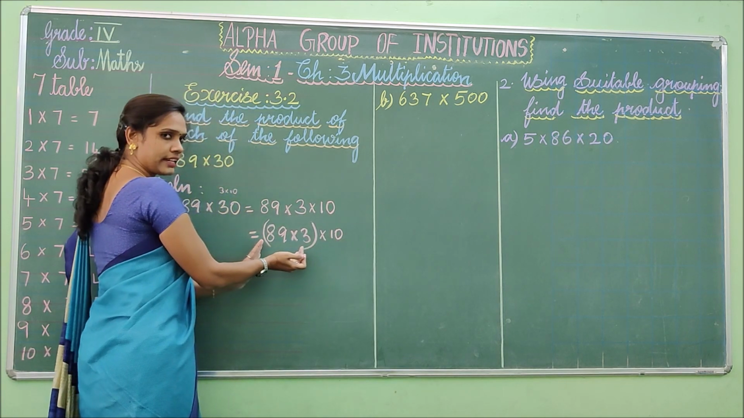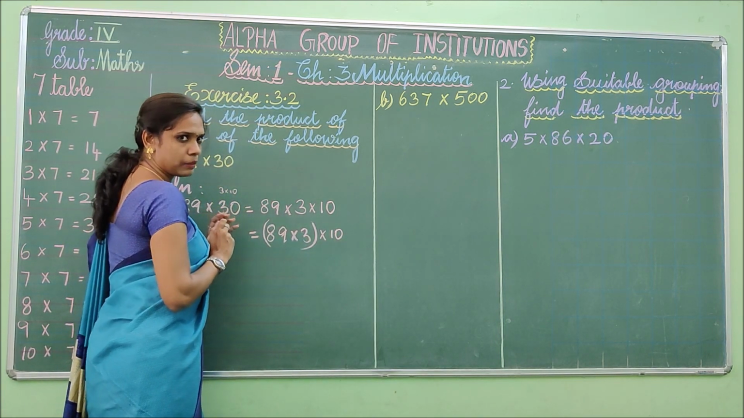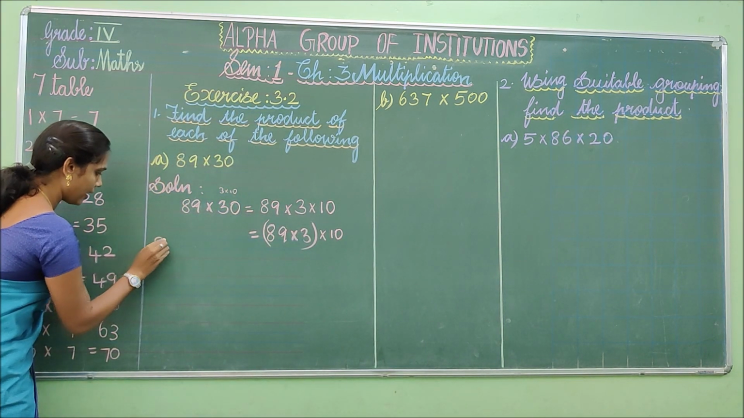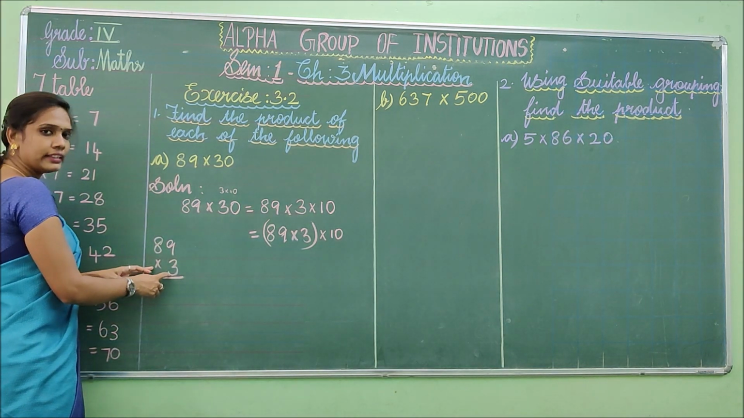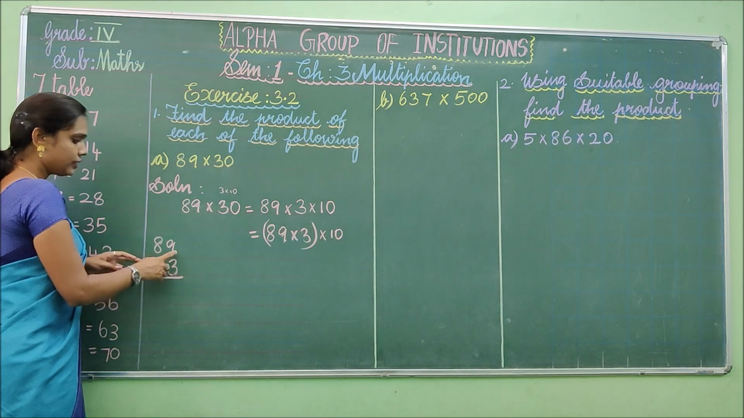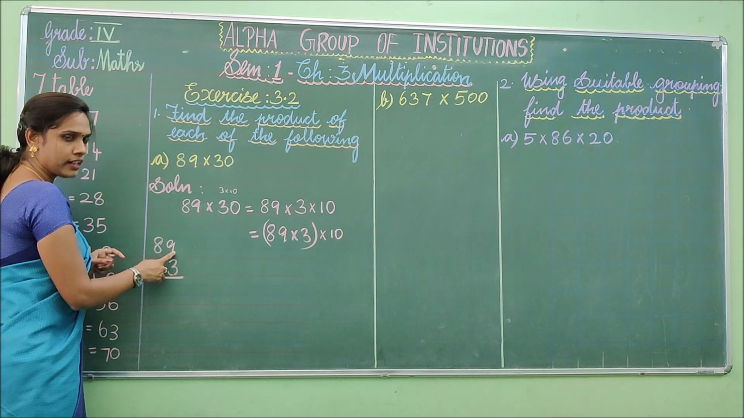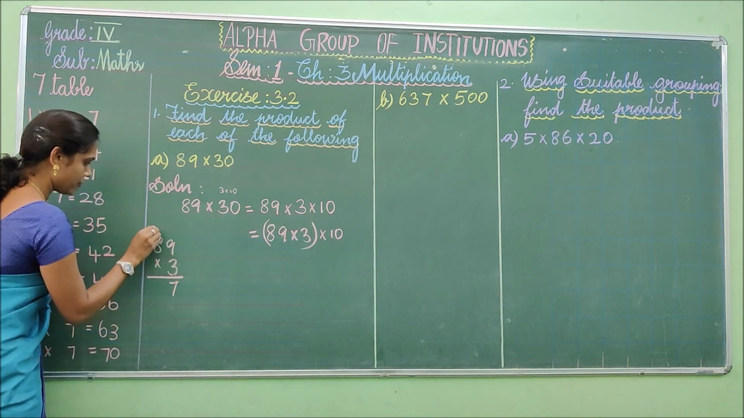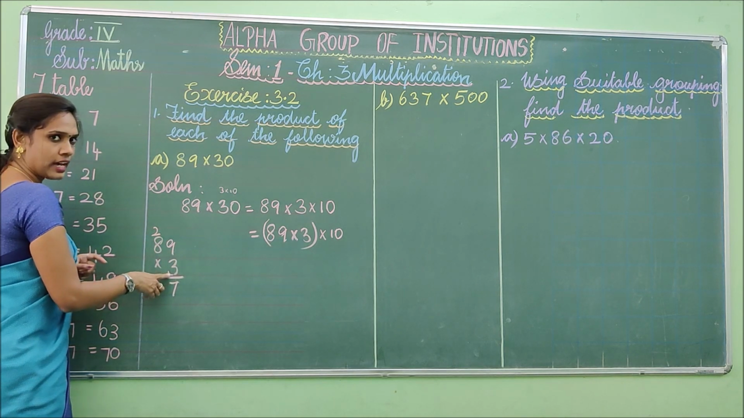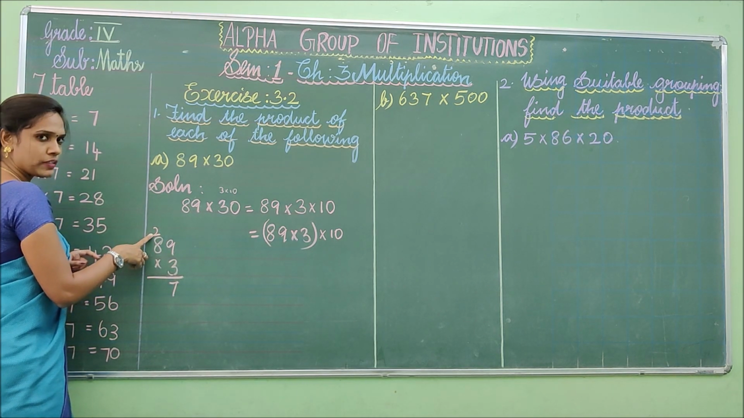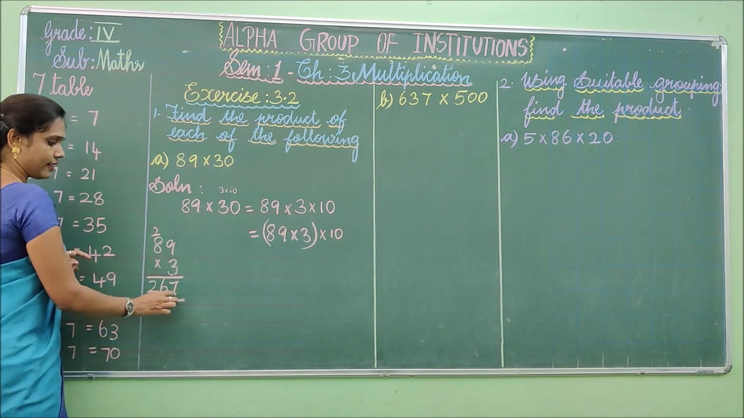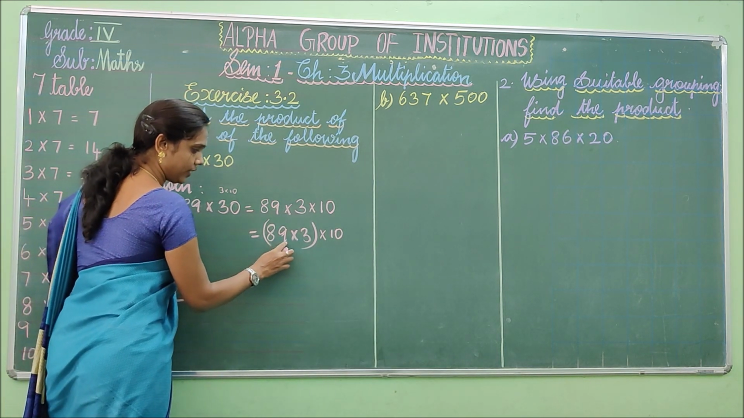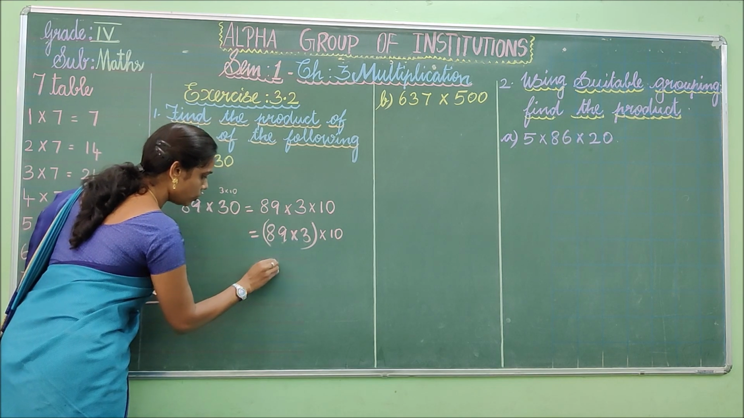First, inside the bracket we are going to multiply. So 89 into 3. We need the 3 table, isn't it? 3 nines are 27. 7 and 2 carry over. 8 threes are 24. 24 plus 2 is 26. So we got 267.